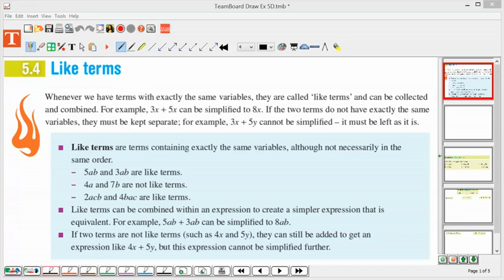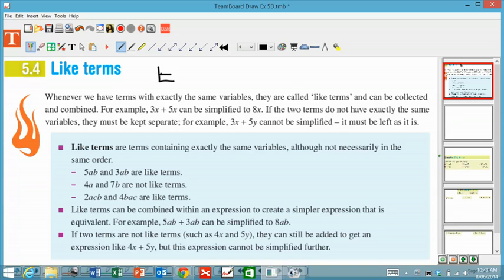Now we're actually skipping a section here. I'm not sure whether I'll go back to it or not, but this is related to exercise 5. If we've skipped, it means we're up to 5D. So this is exercise 5D, and we're looking at like terms. Alright, so a bit of info to start with.